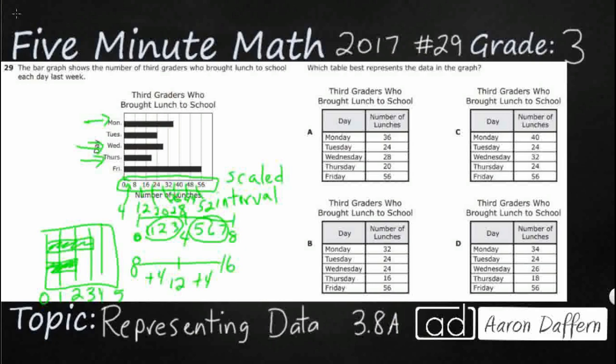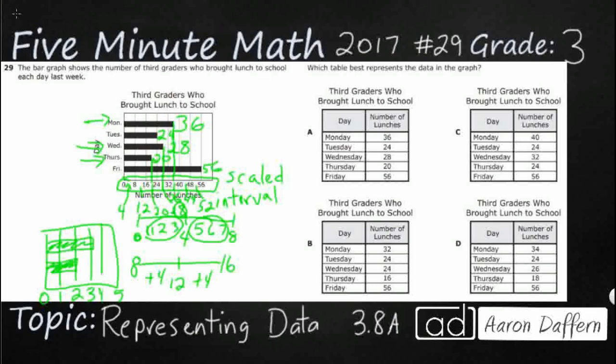So Monday here goes right in between 32 and 40, and we already said that is 36. Tuesday is pretty easy. It's right on the 24 line. Let's see, Wednesday. Wednesday goes right between 24 and 32, and we said that is 28. Thursday is in between 16 and 24. We already said that is 20. And Friday is right on the 56 line.